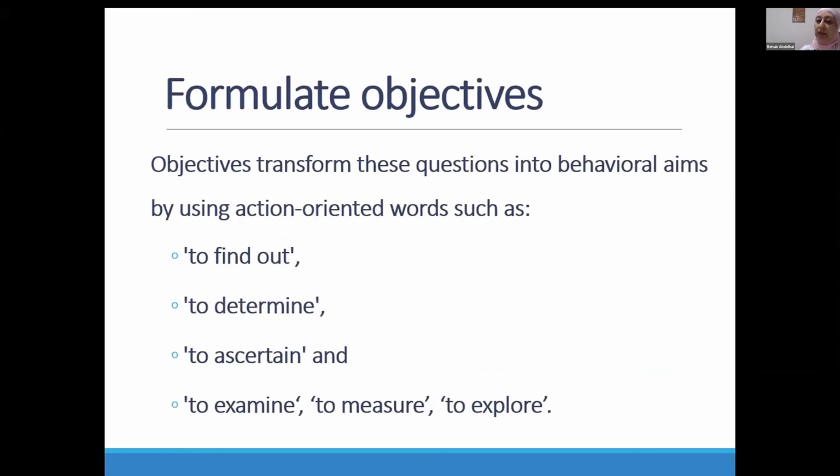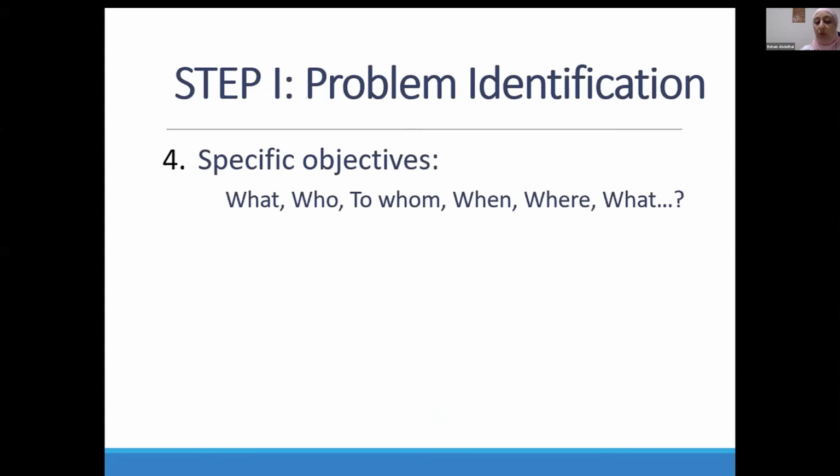Now, objectives are formulated by using action-oriented verbs like to find out, to determine, to identify, to examine, to measure, to explore. So you always have these action-oriented verbs at the beginning of your objectives. And the specific objectives answer the questions of what am I doing, who's going to do them, to whom are we going to do these activities, in order to get what, so what is the outcome of what we're doing, when are we doing it, where are we doing it.